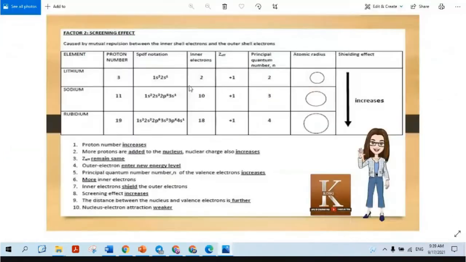Tengok gambar ni. Nampak tak? Effective nuclear charge when going down the group sama je: positive 1, positive 1, positive 1. Yang berbeza ialah N: N2, N3, N4. So, lebih banyak petala menghalang. That's why shielding effect is used to explain going down the group.